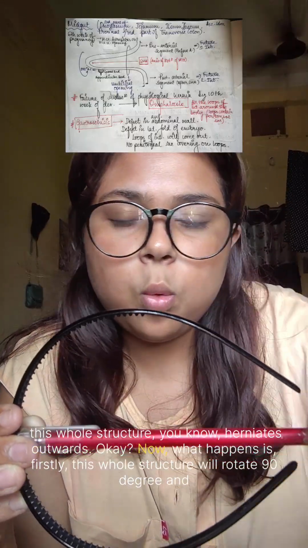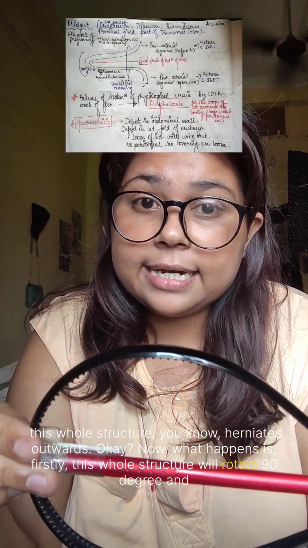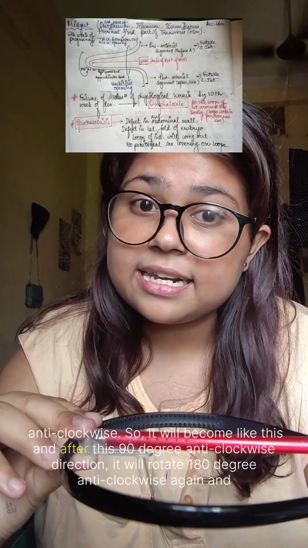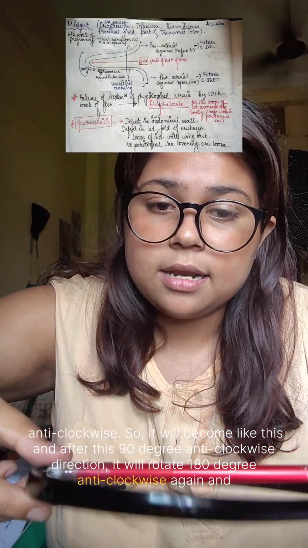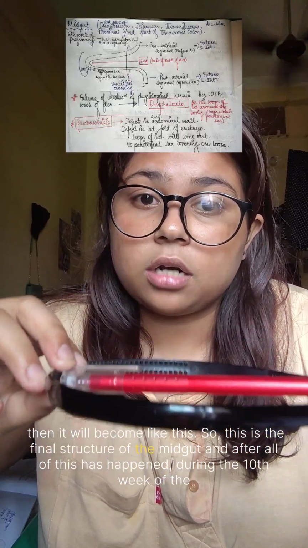Now, what happens is, firstly, this whole structure will rotate 90 degrees anti-clockwise. So it will become like this, and after this 90-degree anti-clockwise rotation, it will rotate 180 degrees anti-clockwise again, and then it will become like this. So this is the final structure of the midgut.